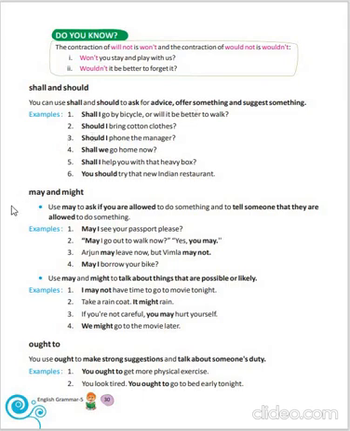Now let's see the use of may and might. May is used to ask if you are allowed to do something and to tell someone that they are allowed to do something, like, may I see your passport, please? Arjun may leave now, but Vimla may not. May and might are also used to talk about things that are possible or likely, like, I may not have time to go to the movie tonight.